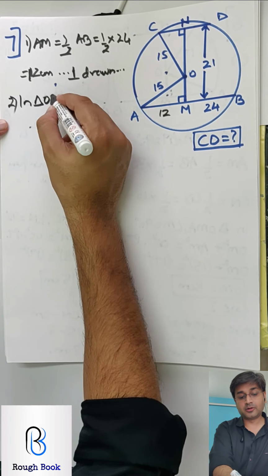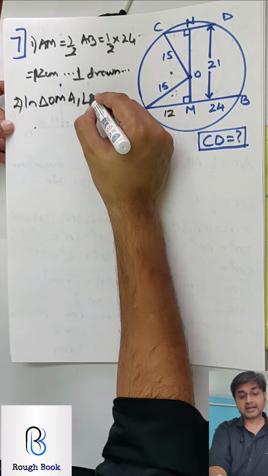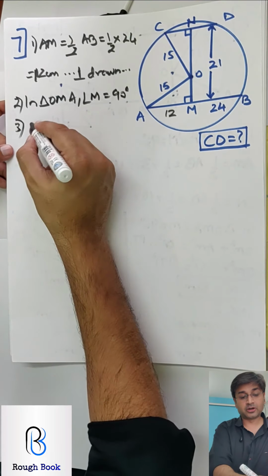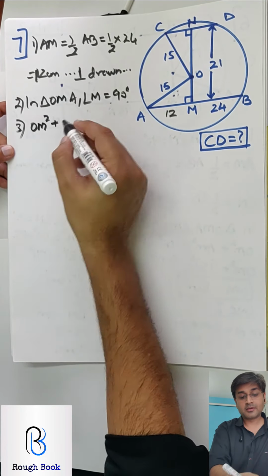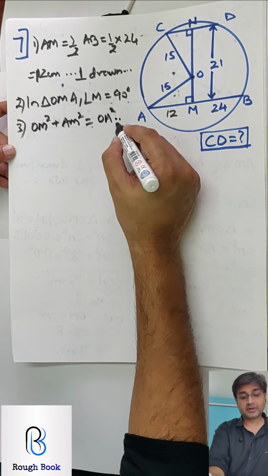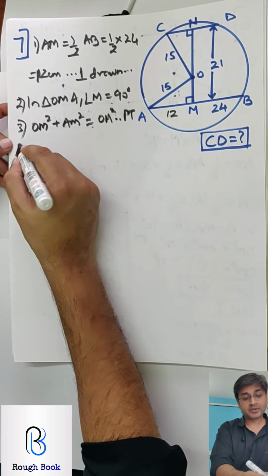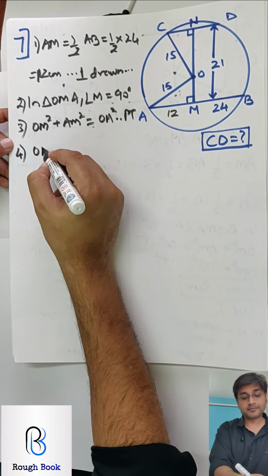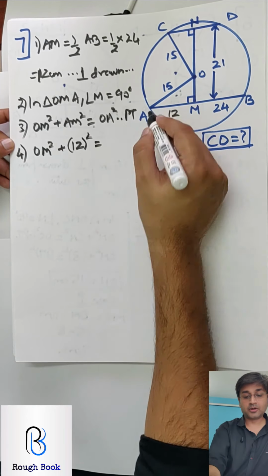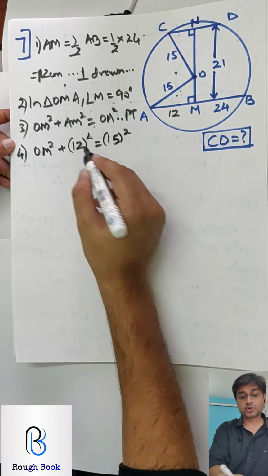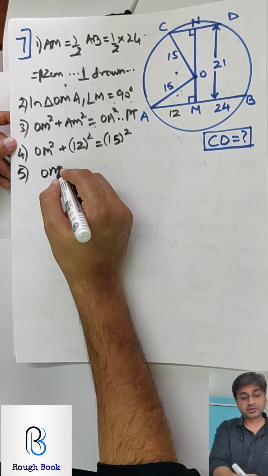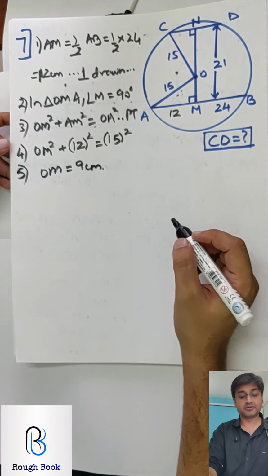So in triangle OMA, angle M equals 90 degrees. So we are trying to apply Pythagoras now. So OM squared plus AM squared is equal to OA squared. That is Pythagoras theorem. So OM is unknown, AM is 12 and OA is 15. So 225 minus 144, that's 81. So your OM should be 9 centimeters.